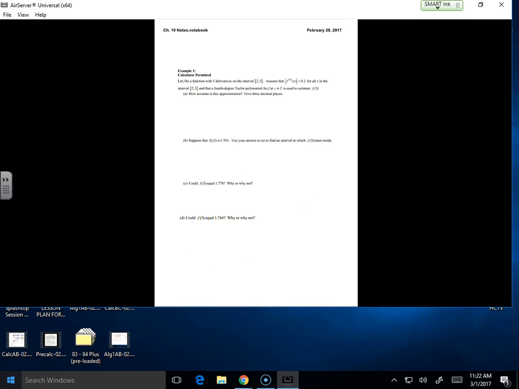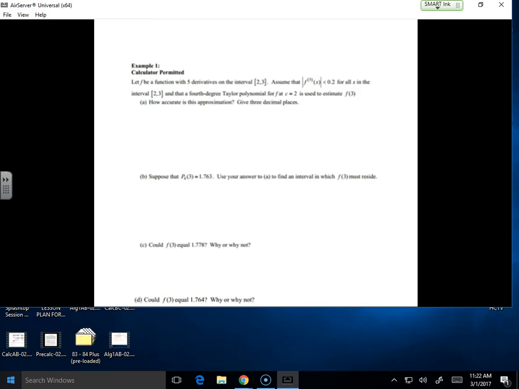Okay, let's go to our worksheet then. So we'll see a little bit more AP-ish of a thing. Example number 1. We might keep going on this tomorrow, but you guys really need to start on the one tonight.